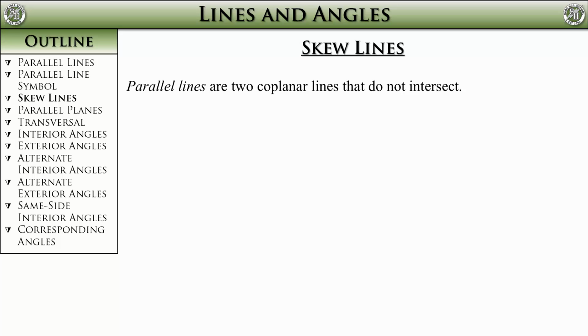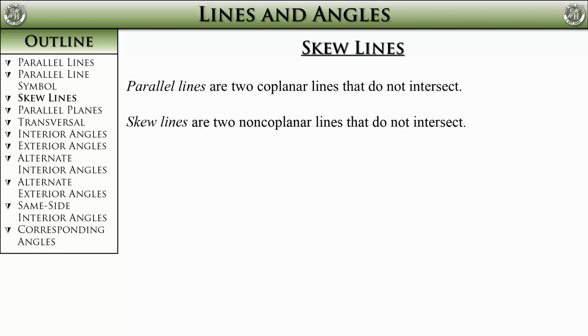Now we get to skew lines. Skew lines are also two lines that do not intersect, but they are not parallel. You will see by the definition of parallel that parallel lines need not be coplanar. Not so with skew. Skew lines are non-coplanar. Just three little letters added to the parallel definition turns it into skew.